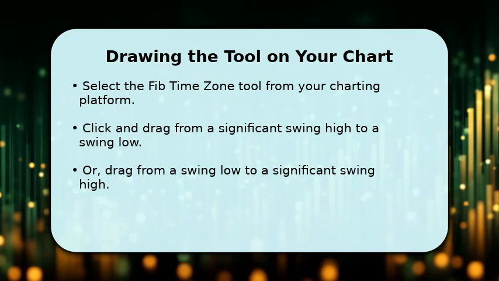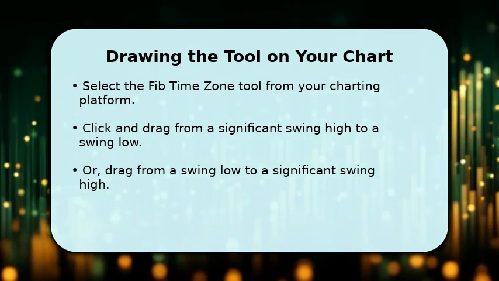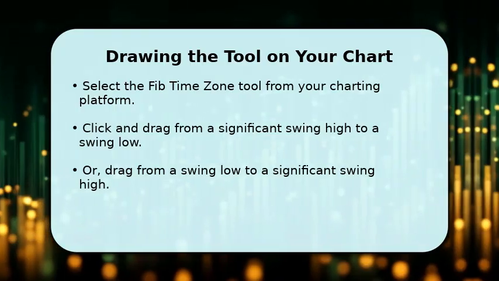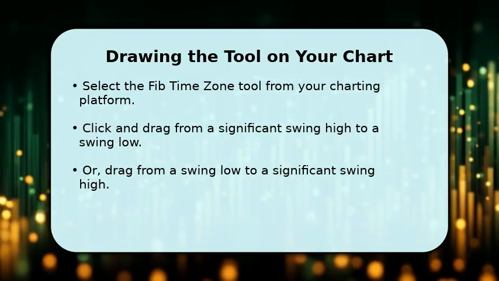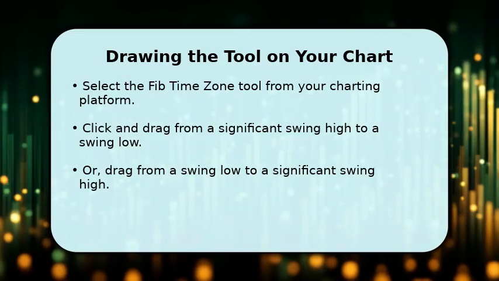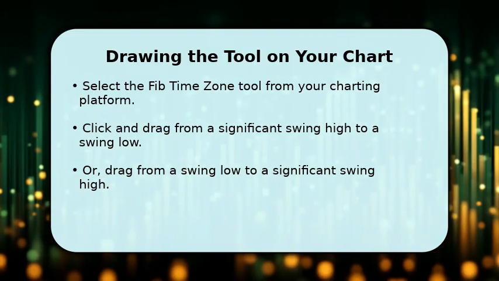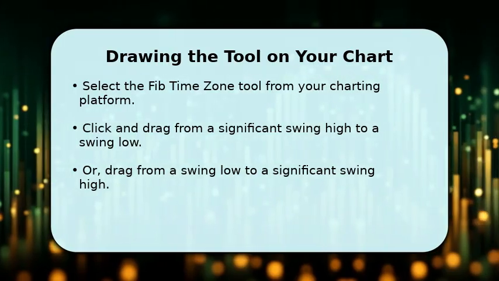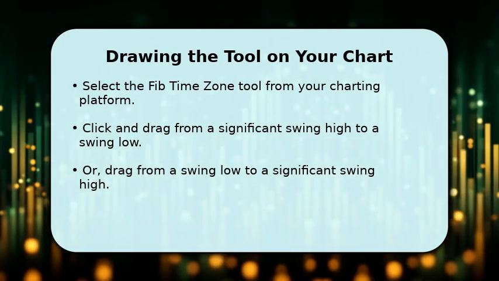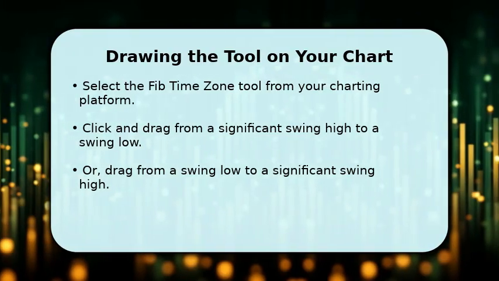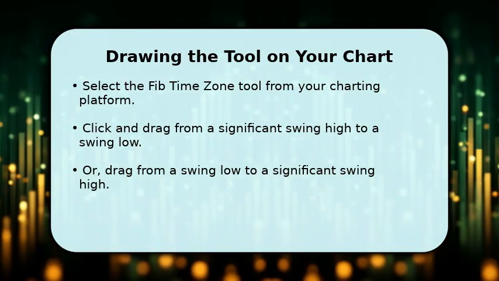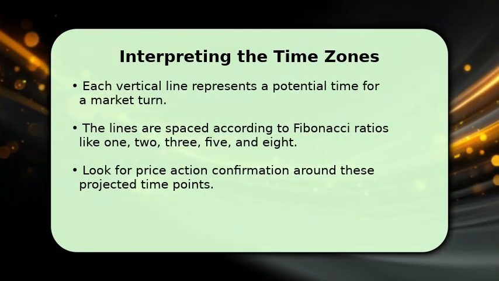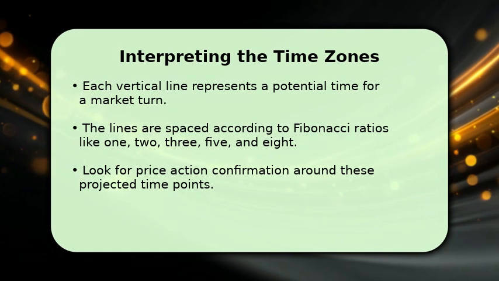To draw the Fib Time Zone tool, first locate it in your charting platform's Drawing Tools menu. Next, you will click and drag your mouse from a significant swing high to a corresponding swing low, or vice versa. This action establishes the initial time period, and the tool automatically generates subsequent vertical lines based on Fibonacci ratios, extending into the future.